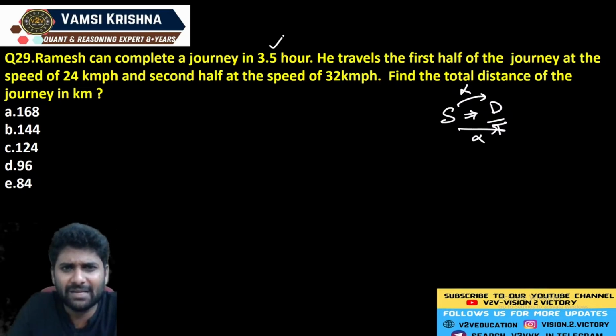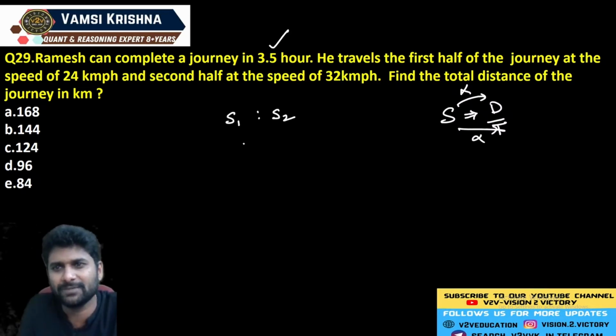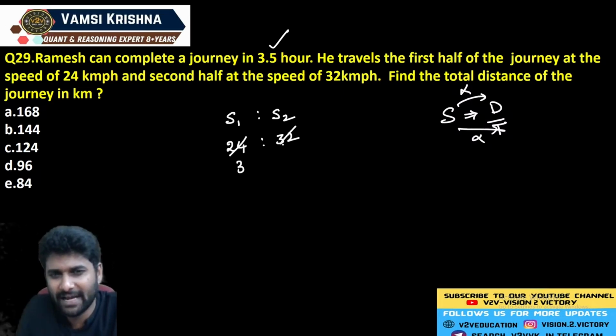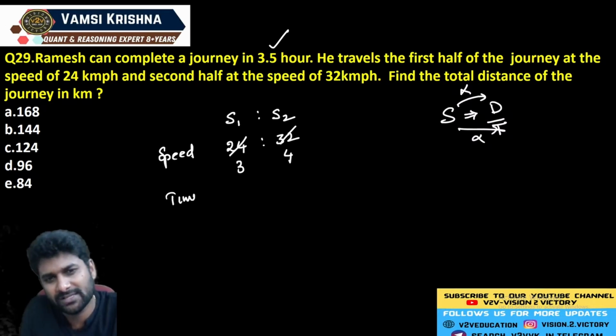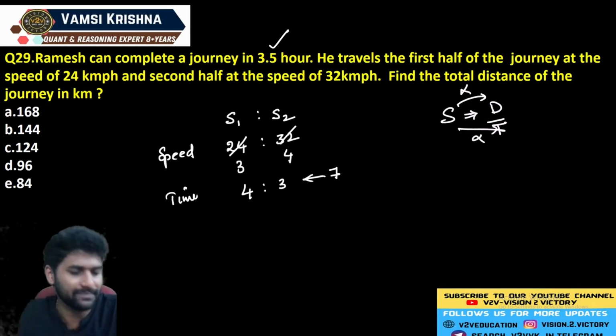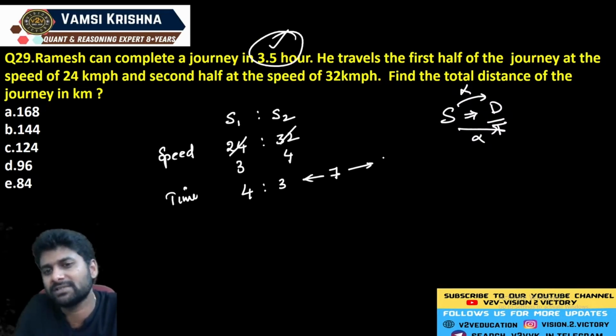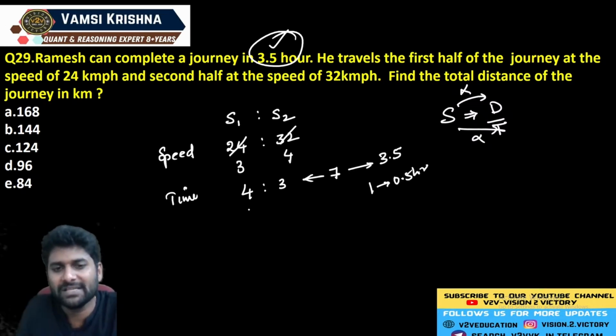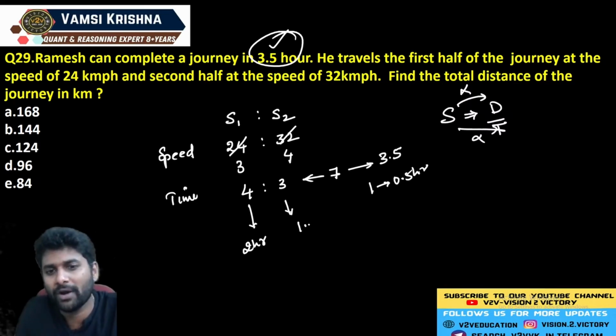Now see, they clearly mention that time is equal to 3.5 hours, and we know the speeds. What is the speed ratio here? First half is 24 km per hour, second half is 32 km per hour. So 8 threes are 24, 8 fours are 32. Guys, if the speed ratio is 3 is to 4, definitely the time ratio is 4 is to 3. It means it takes 7 units to cover the entire journey. And how much time does it take? 3.5 hours. 7 units is equal to 3.5 hours. Each unit is equal to 0.5 hours. This means the first half takes 2 hours, and the second half takes 1.5 hours.